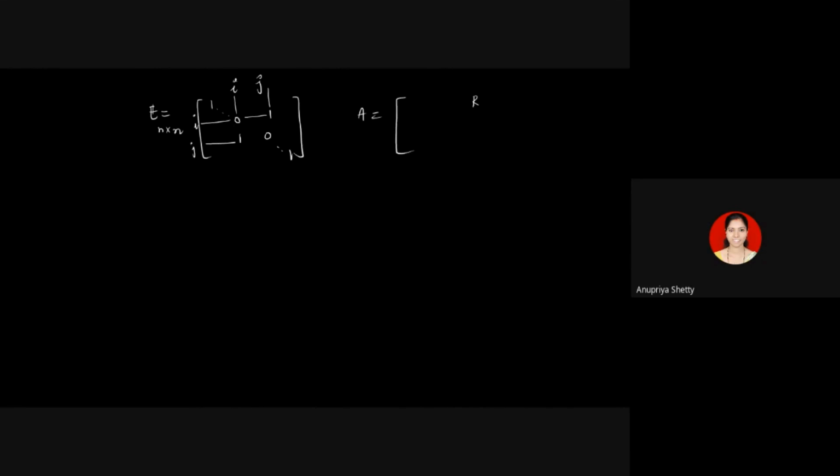Take A as before. A is the matrix whose rows are R1, and so on, Ri, and so on, Rj, and so on, Rn. Okay, the rows are out of the matrix, so this is how A looks. What happens if I consider EA now?